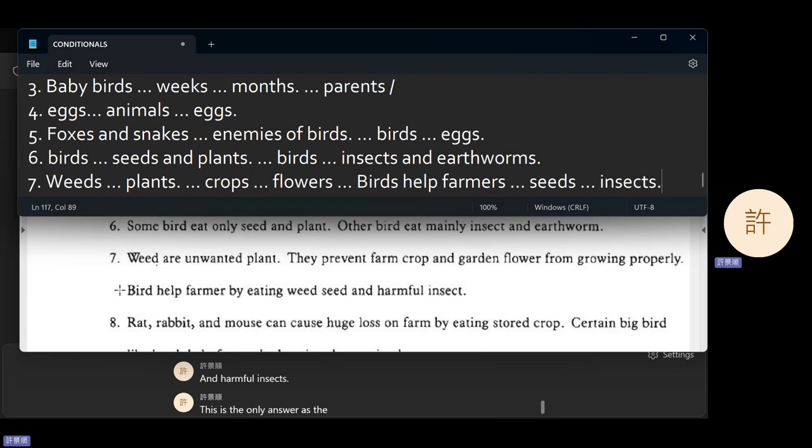As the question says, a weed is not a specific type of plant. Any plant you don't want is called a weed. Therefore, it should be plural. If this is plural, then this is plural, then this is plural. It's all plural. The one exception is here, because it's not talking about weeds. It's talking about seeds. Weed is used to modify seeds. This technically is a compound noun, 复合名词. Weed seeds. What kind of seeds? Weed seeds. But everything else is plural.